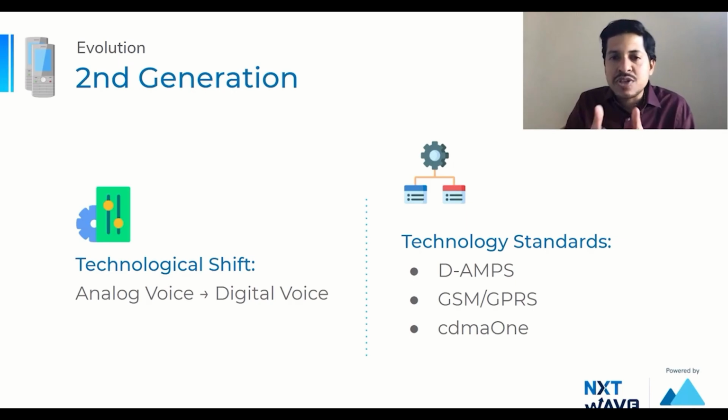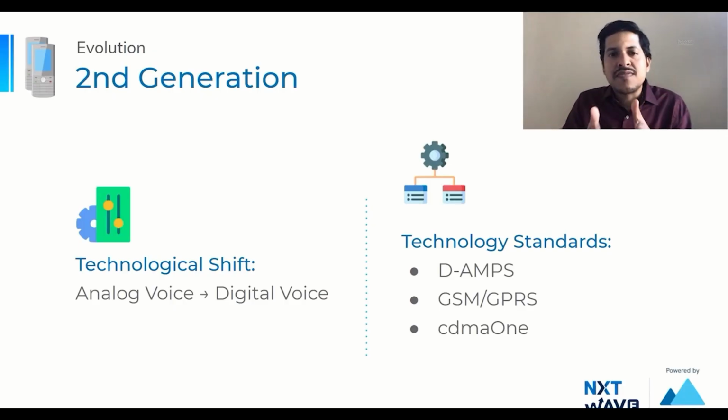And again, there were a bunch of technology standards that met the requirements and the use cases of second generation. There was something known as D-AMPS. The most popular one was GSM and GPRS. There was also something known as CDMA1. So all those were technology standards for the second generation of mobile networking.